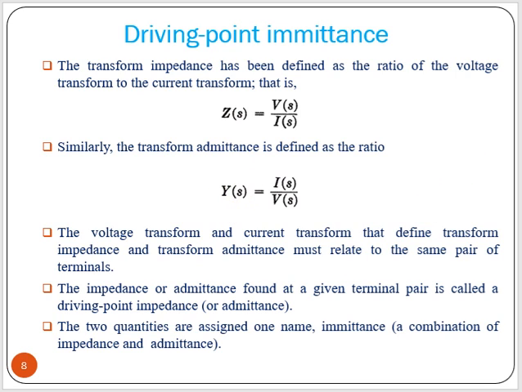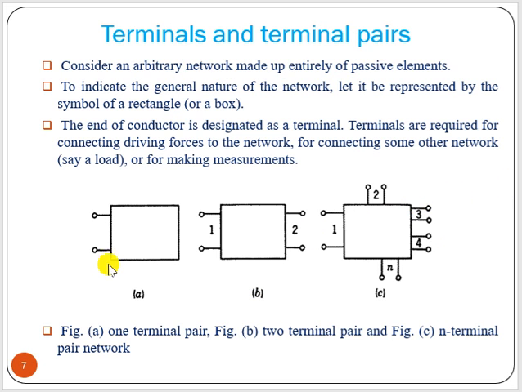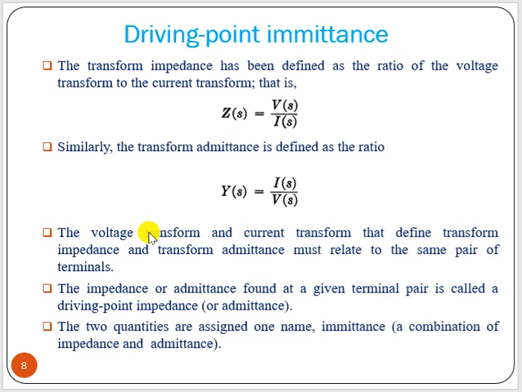Now the voltage transform and current transform that define transform impedance and transform admittance must relate to the same pair of terminals. Okay, that means say if you connect here a voltage source, and if you see the current here, then looking at this point, V by I is the impedance and admittance is I by V. So, same pair of terminals.